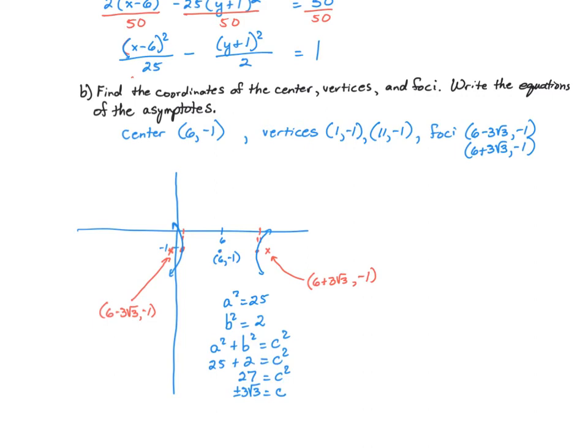Now, what do I have left? Oh, I have to find the equations of the asymptotes. How would I do that? Well, I already have gone a units from center and found these vertices. I need to move b units from center so that I can draw my central box. What is b? Well, b is the square root of this number, so the square root of 2. Well, that's not a nice number. Well, it's irrational, but it's totally valid. I'm going to go up square root of 2 units and down square root of 2 units.